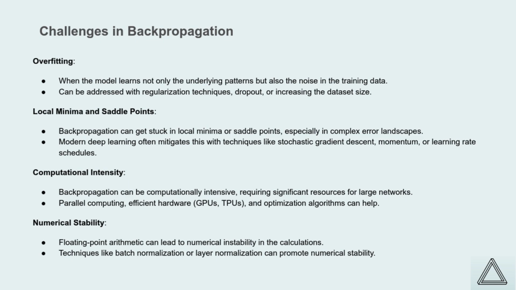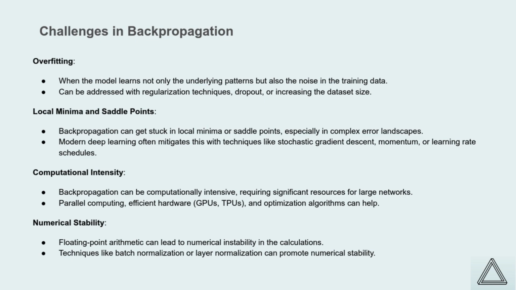Local minima and saddle points. In the complex landscape that a neural network's loss function represents, there are numerous points where the gradient is zero. These can be local minima or saddle points, where the model stops learning because it appears to be at an optimum, even though it may not be the global minimum. Advanced techniques like stochastic gradient descent and alterations to the learning rate schedule can help the model to bypass these points and continue searching for the global minimum.